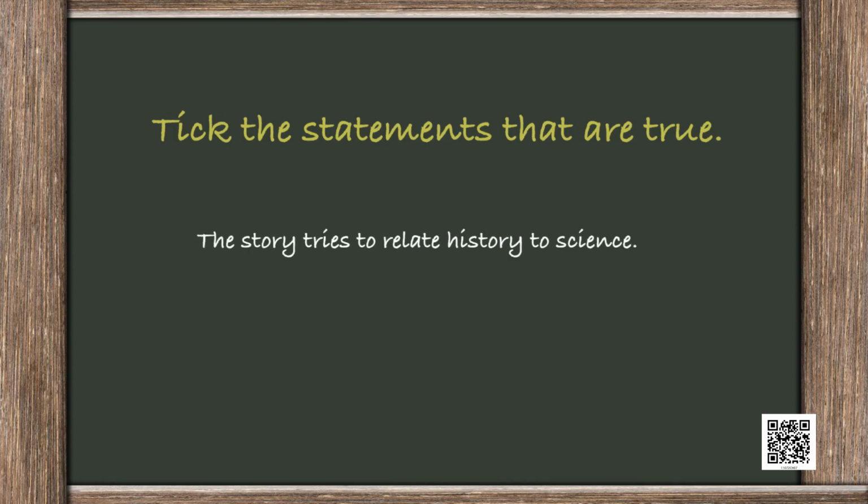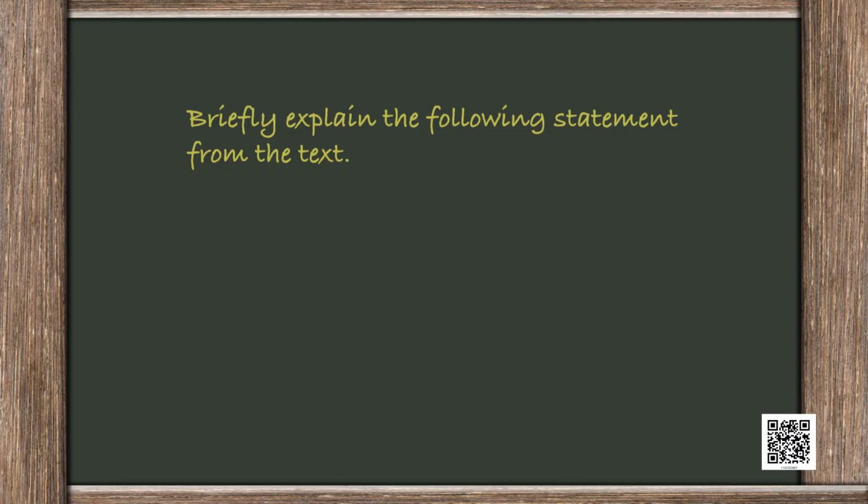Right. The story tries to relate history to science. That is true, even though it's contentious, but this story is about an interaction between history and science. What if the third battle of Panipat had gone the other way? So there's scientific speculation about historical events, so this statement is true. All right, so now let's look at the next set of questions. I'll be reading out some statements, and then we can discuss what our idea of those statements is.